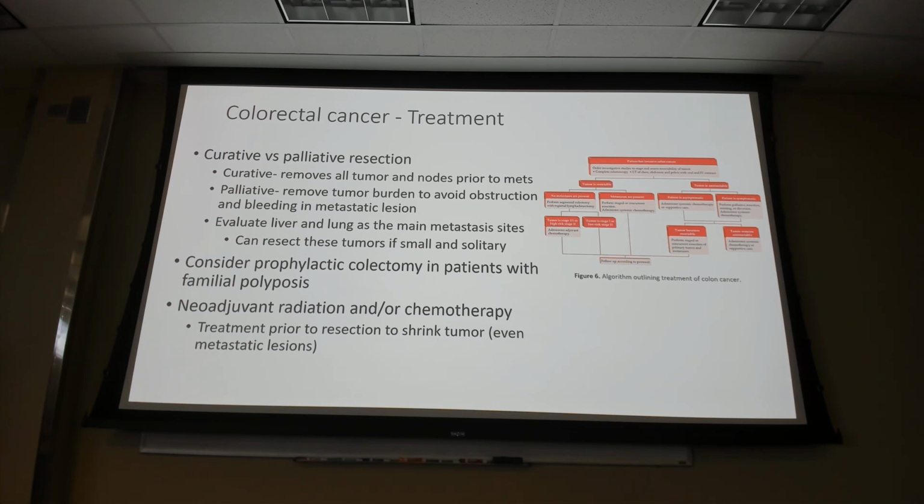And then if they have any of those familial disorders like polyposis, we do consider prophylactic colectomy in those patients. And depending on tumor size, we may have to do neoadjuvant radiation or chemotherapy for them prior to any removal of the lesions.